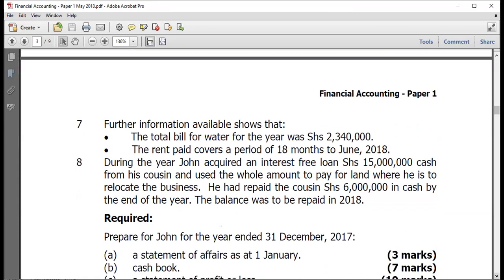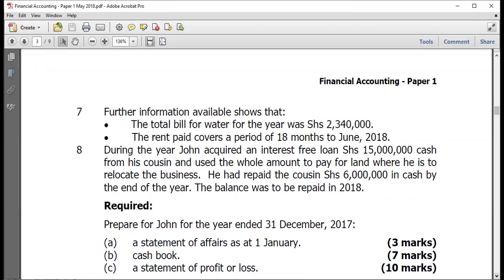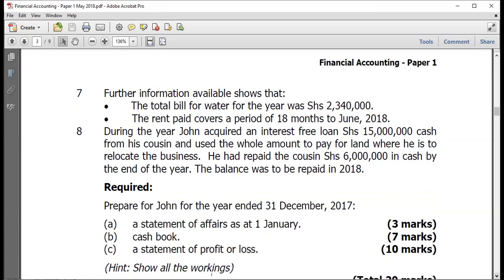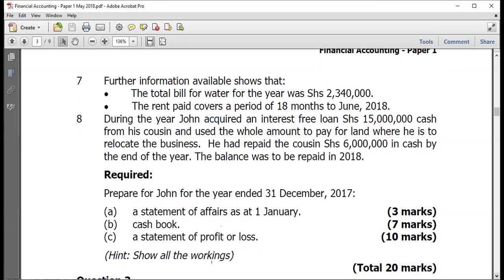So down they're asking us, prepare for John for the year ended 31st December 2017, a statement of affairs as at 1st January. And then they also want us to prepare a cash book, okay? And then they also want us to prepare a statement of profit or loss. Hint, show all your workings, 20 marks, okay? So that is the question that we really have.